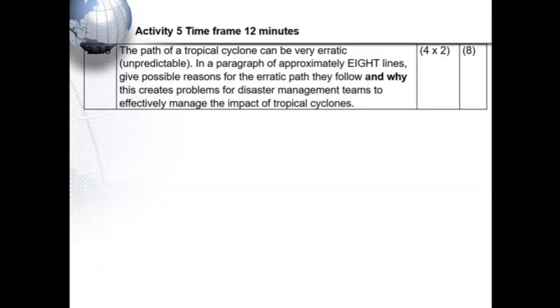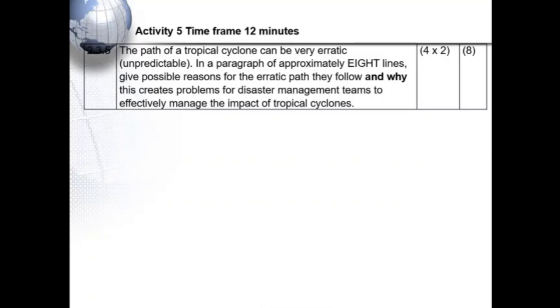So, in eight lines, give possible reasons for the erratic path they follow and why this creates problems for disaster management. Okay, there are two parts that you need to answer. Reasons for the erratic path: why does it move north, south, north, south? Why doesn't it stay in a straight line as it approaches the land? That is one part that you need to answer. Then, why does this create problems for disaster management teams to effectively manage the impact of tropical cyclones?